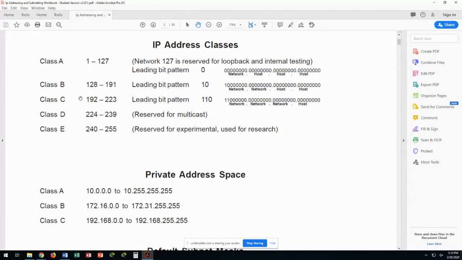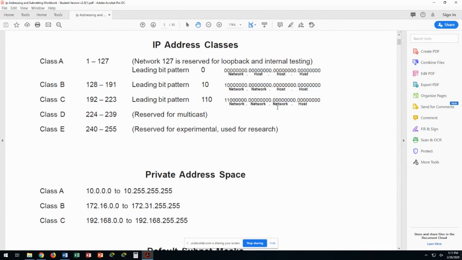Class B starts with 128 through 191, and it has the first 2 octets, or 16 bits, as its network portion, and the last 16 bits as its host portion. And then Class C is 192 to 223, and it has the first 3 octets, or the first 24 bits, as network, and the last 8 bits are for hosts.